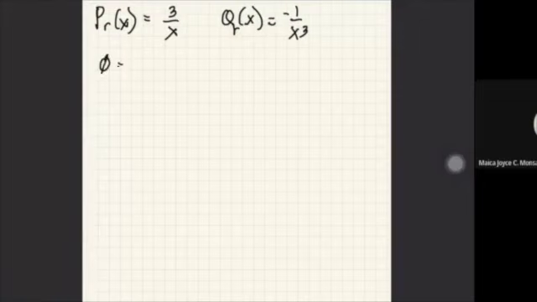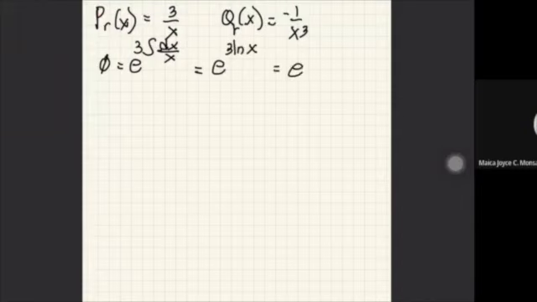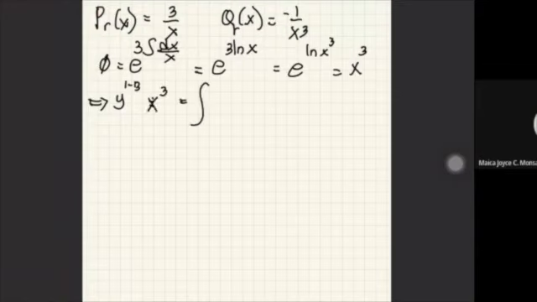Solving for the integrating factor, we have, ilabas natin yung 3. So, we have dx over x. Or e to the 3 ln of x. Or that's equal to e to the ln of x cubed. That is, by the way, x cubed. And then, times the integrating factor, x cubed, equals the integral of the integrating factor times the q of x. Negative 1 over x cubed. Mag-cancel na siya. Dx plus c.